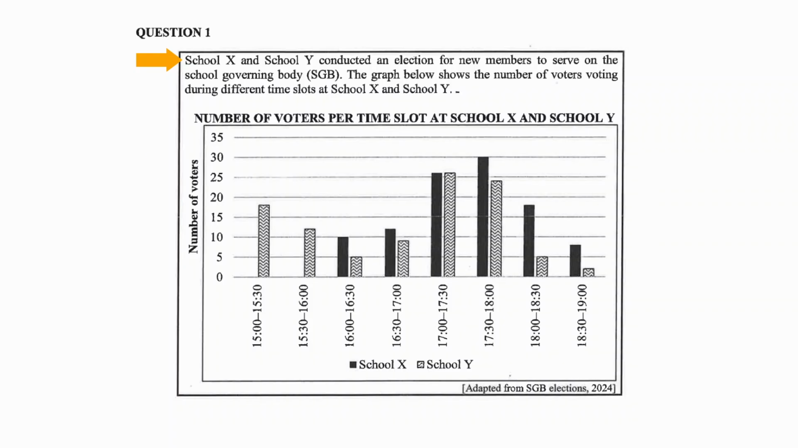Now, the bar graph that is given shows the number of voters along the y-axis and the time slots along the x-axis. School X is displayed by the dark shaded bar and School Y is displayed by the bar with a zigzag pattern in it. We have to use this information to answer the questions that follow.